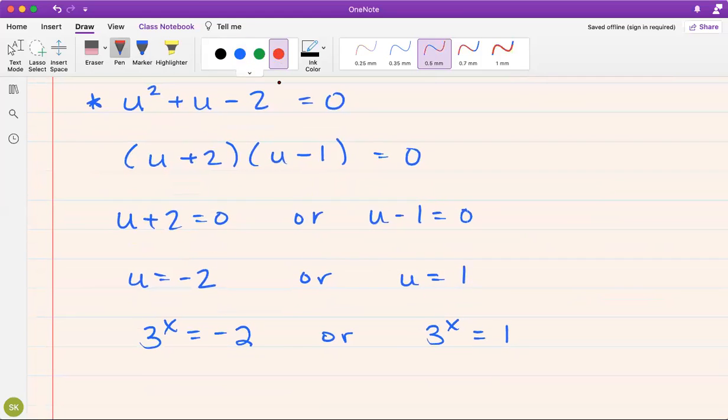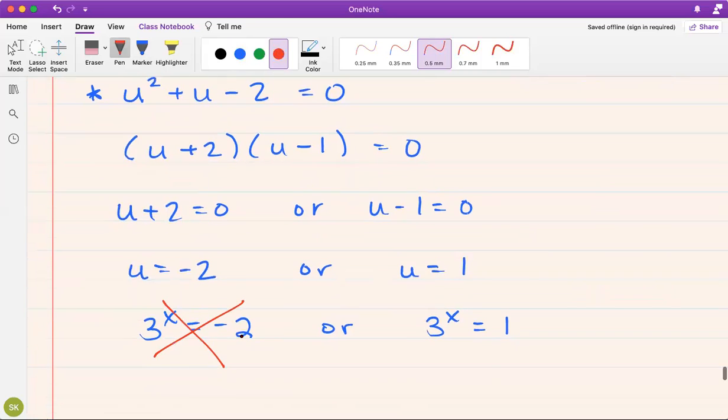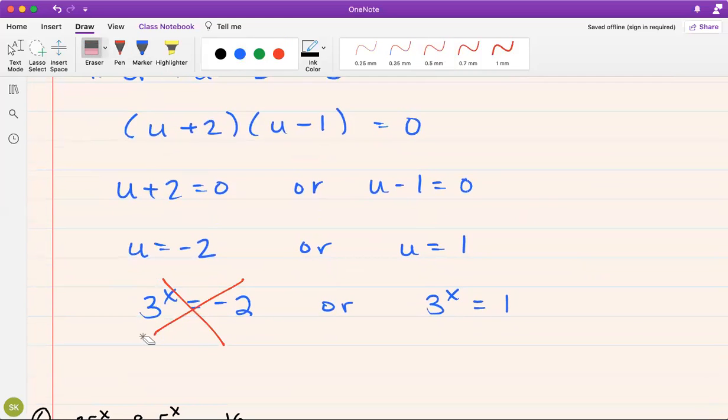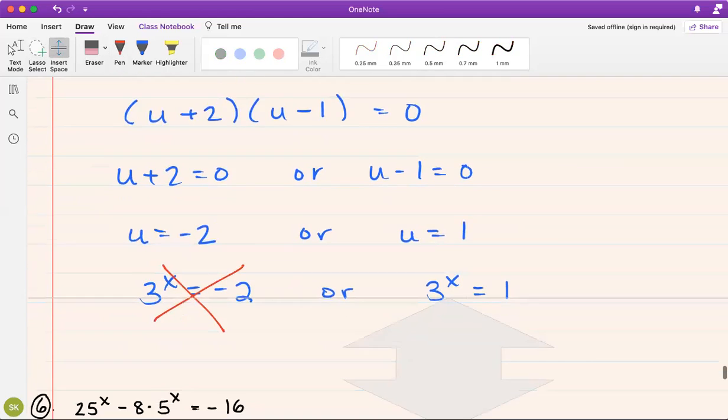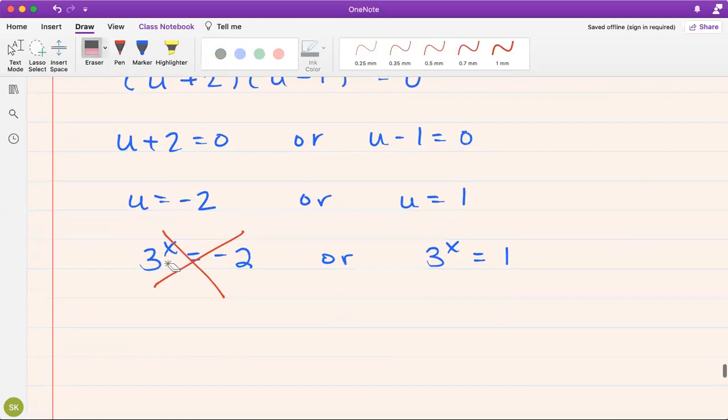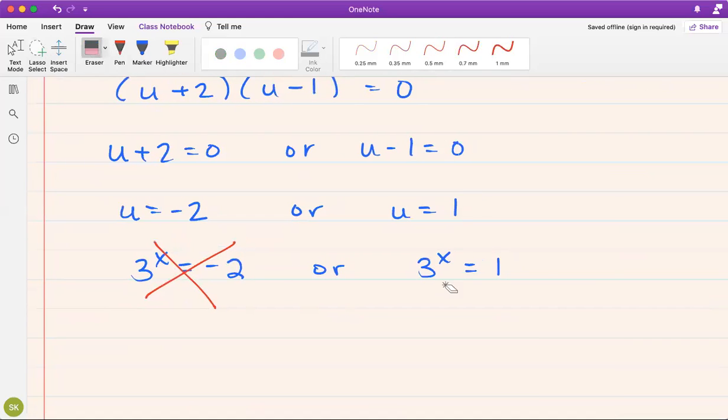Okay, the left one is going to have no solution because you can't have 3 raised to a power and get -2. Whenever you have an exponent on the left-hand side, you're going to get a positive number. So just remember the domain and the range for this type of function. For this side, we can actually use logs here. You can choose any log you want, but I like, like I said, the natural log.